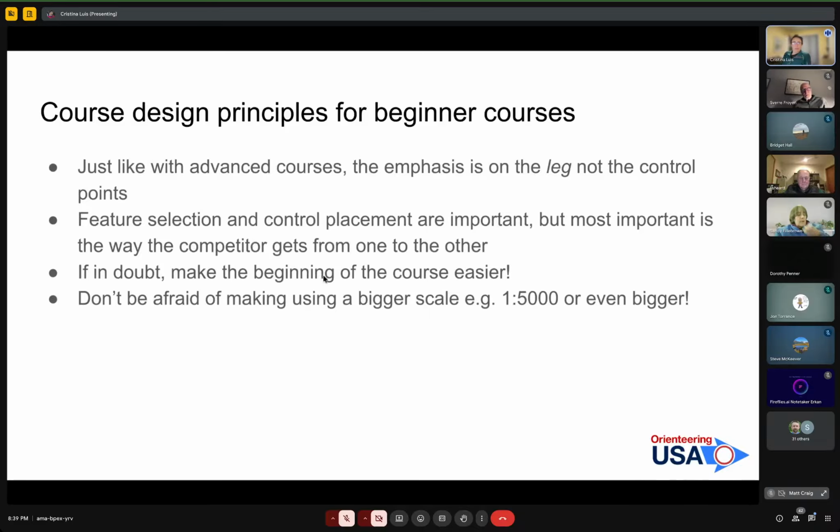I think I have this in a couple places, but just in general, don't be afraid with kids and beginners to use bigger scales. Even as adults for our trainings, sometimes we just use 1 to page size. So you just basically fill the page with whatever your course is, because if you're reading everything that's on the map, it doesn't really matter what the scale is.